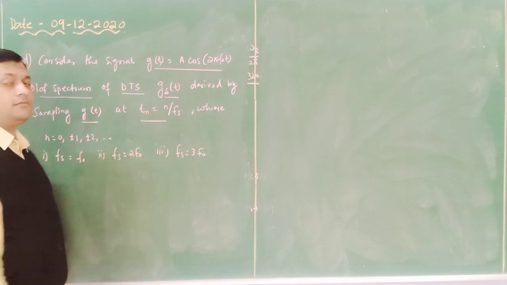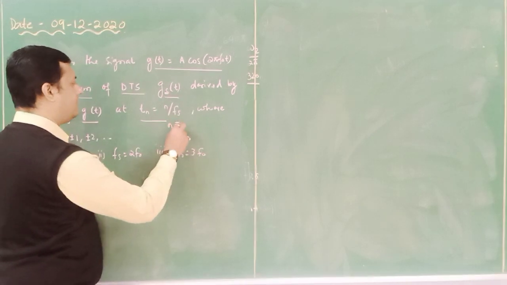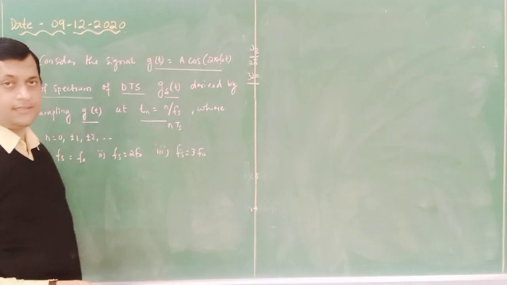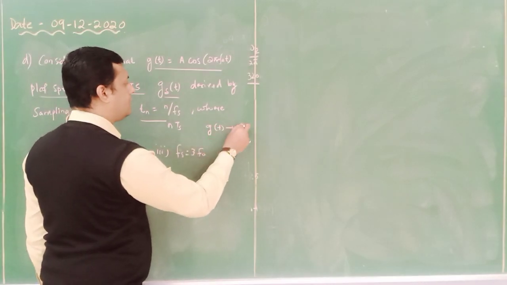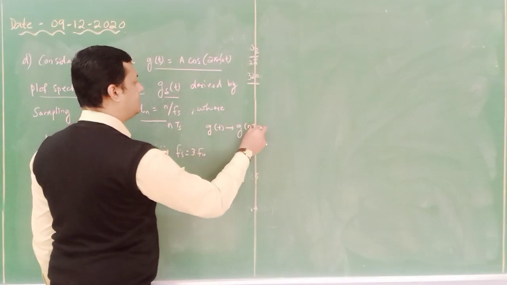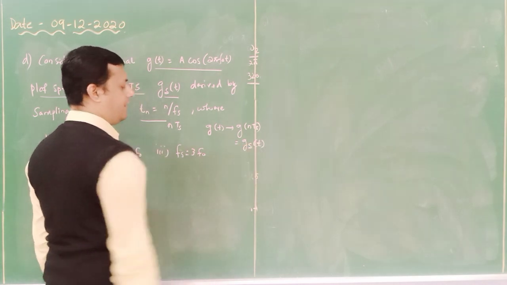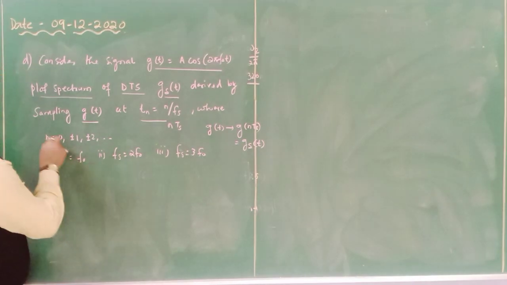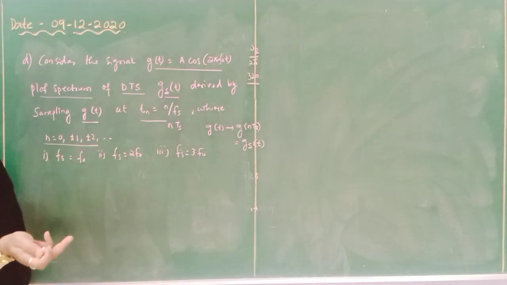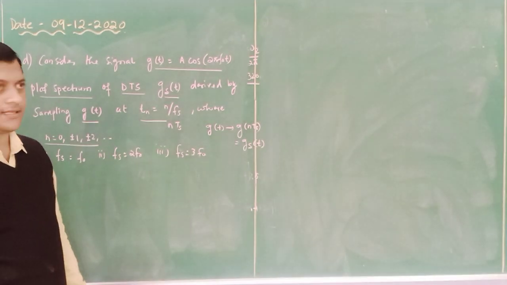Tₙ is equal to n/fs, meaning n times Ts. Here n is the sample number, so we are converting g(t) to g(nTs), which is also called g_δ(t). Now n is equal to 0, 1, 2, 3, plus or minus, so both the right-hand side and the left-hand side of the spectrum can be represented.